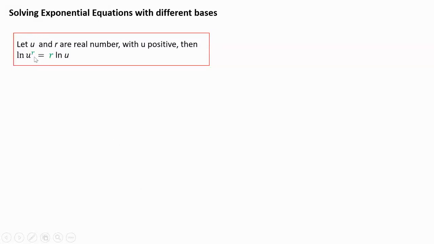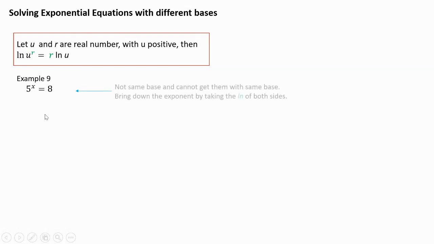Now here's a rule. This is the power rule that I explained to you in the previous slide. If you have the ln of u to the r, the exponent goes to the front, you see? And then you don't have any more exponent. So on this one, if you want to solve it with the same base, there's no way you can get the same base with these two. So at times, it's not possible to find the same base. That's why we have an alternative: taking the ln of both sides.